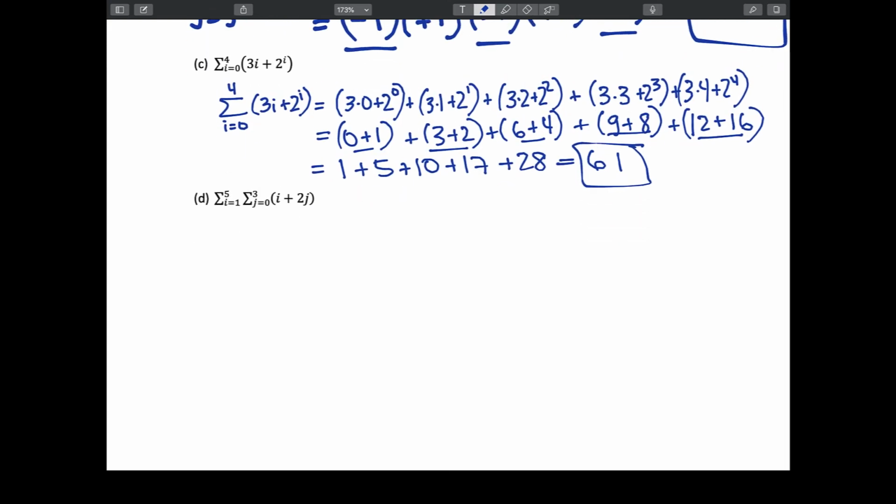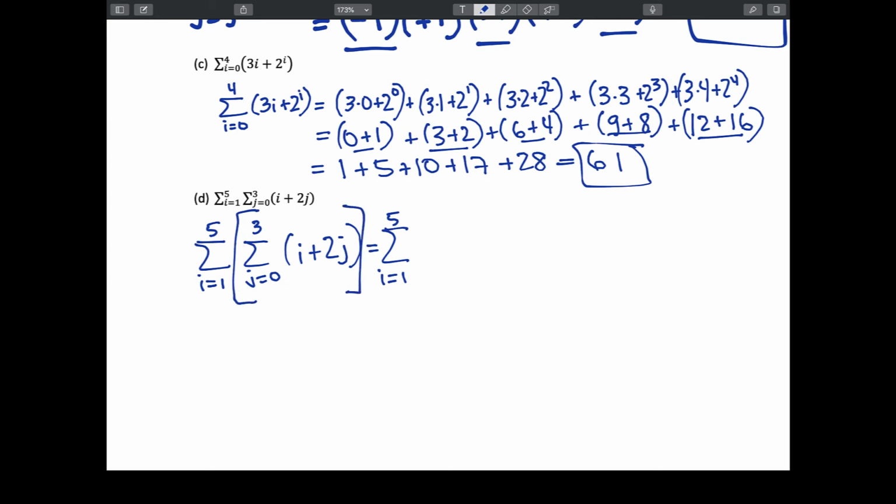Okay, so the next question, the final question, is the nested sum, i equals 1 to 5, j equals 0 all the way up to j equals 3 of i plus 2j. And so we're going to handle the inside first. Going to leave the outside alone, i equals 1 to 5, because we can think of this really as the inner sum we can do first, just as in nested loops, we do the inner loop first.